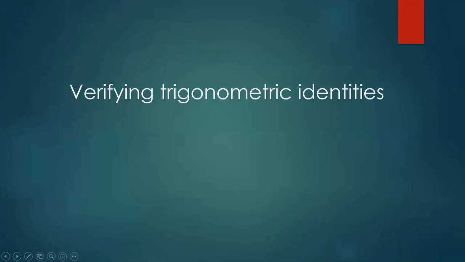Hi, in this section, I will verify identities by using trigonometric identities to make one side of the equation equal the other side. So what we're doing is pretty much proofs. We're going to make one side equal the other side by using our identities.